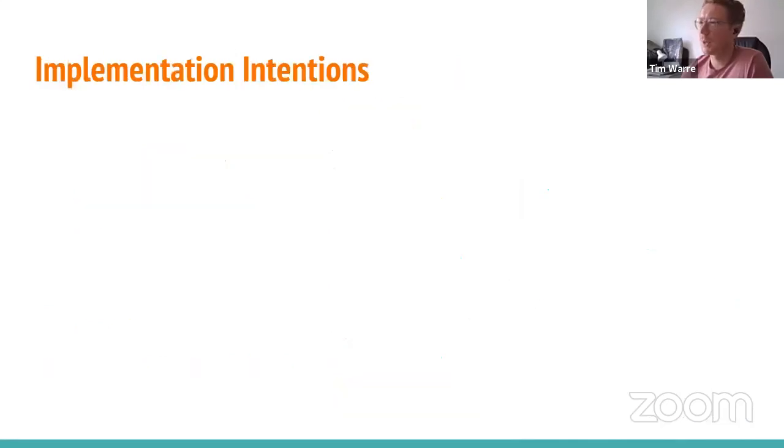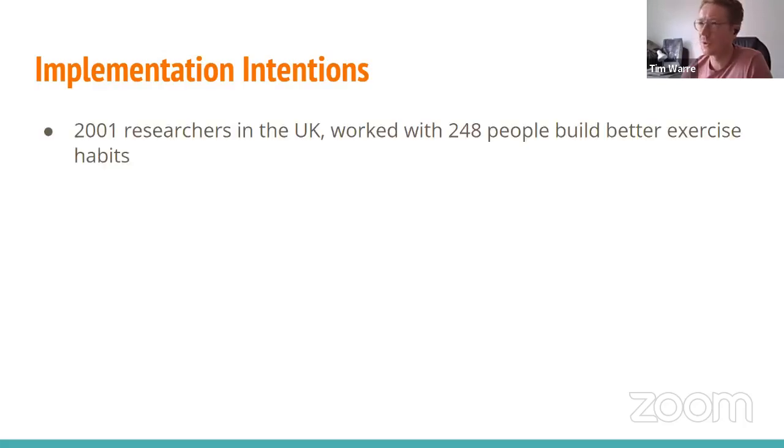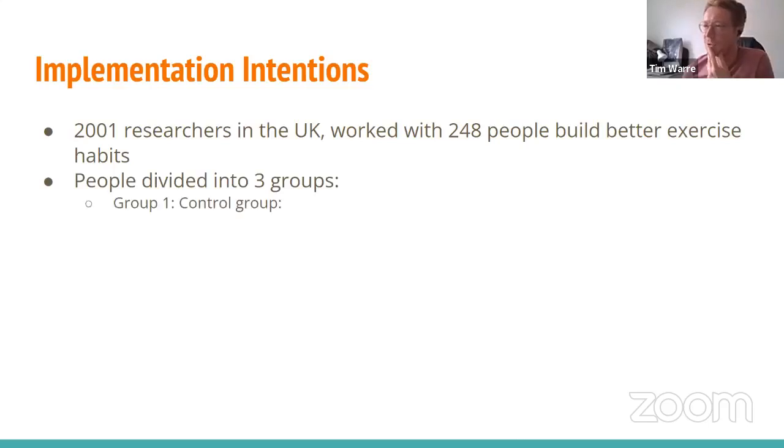The next important part, this comes from the book as well, is this idea of implementation intentions. This is based on some research from the UK. They worked with 248 people. The idea was they took these 248 people, split them into groups, and they were looking at ways to get people to build better exercise habits. So they had 3 different groups. Group 1 was the control group.